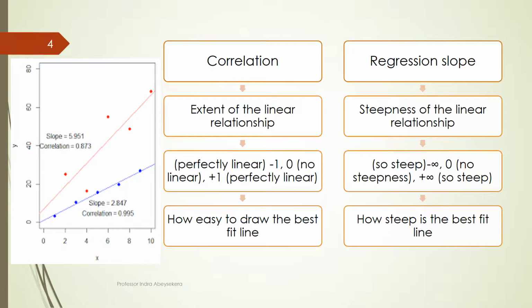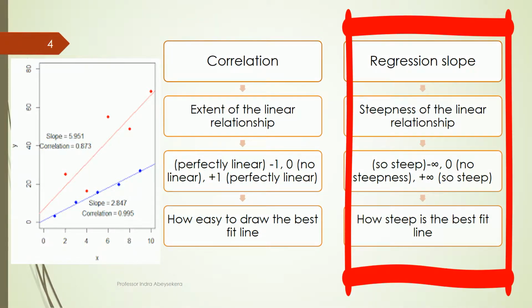The regression, which is identified by the slope, shows the steepness of the linear relationship. How steep is the relationship? So it can vary from minus infinity to plus infinity. And 0 means there's no steepness in the relationship. So the regression slope indicates to us how steep the best fit line is. And if the line is very steep, that means there is a steep relationship between the two.